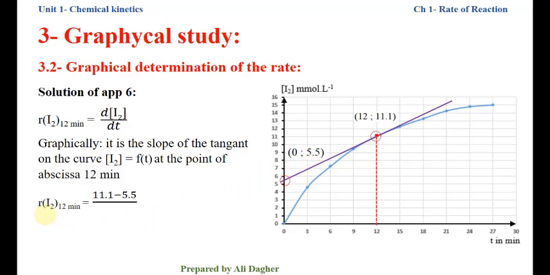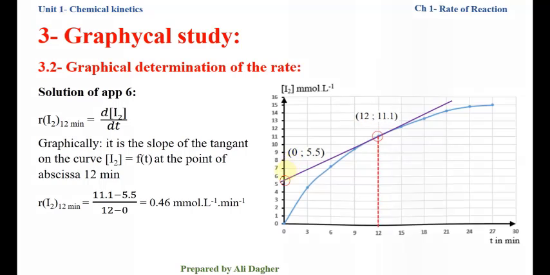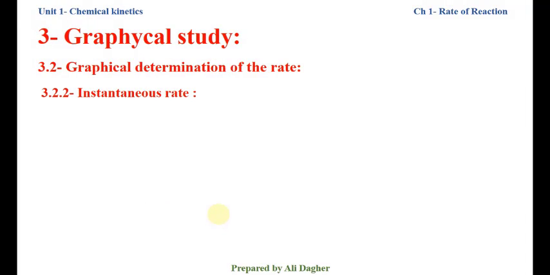Then the rate of I2 at 12 minutes equals (concentration 2, 11.1, minus concentration 1, 5.5) over (t2, 12, minus t1, 0), which equals 0.46 millimole per liter per minute. Now, rate of disappearance of a reactant.